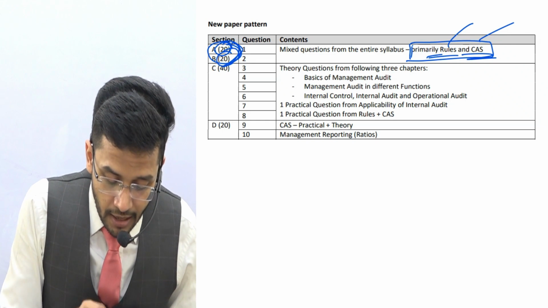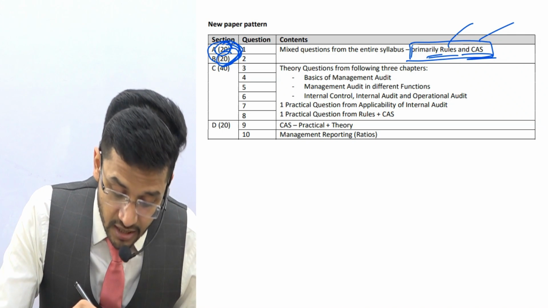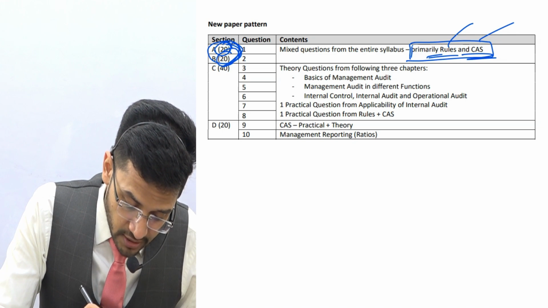Section C is a 40 marks section, which will contain descriptive type questions as well as some practical based, case study based questions. 3, 4, 5, 6, 7, 8. So these are the questions which are there in section C.